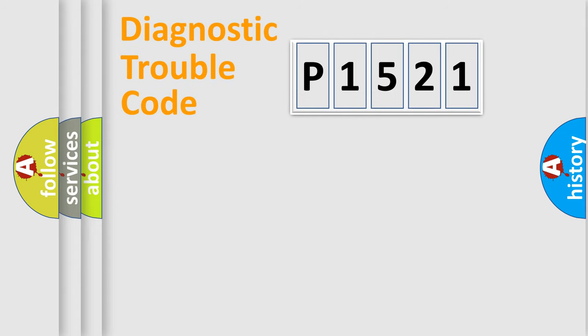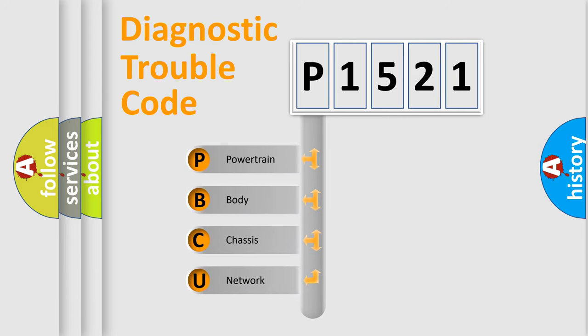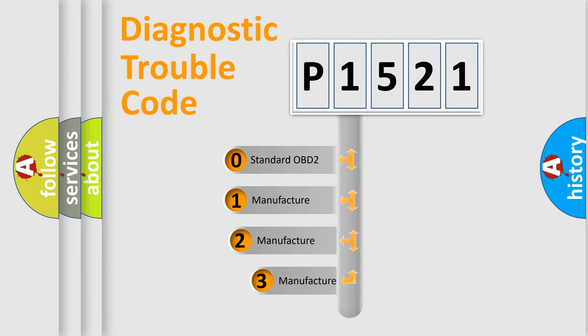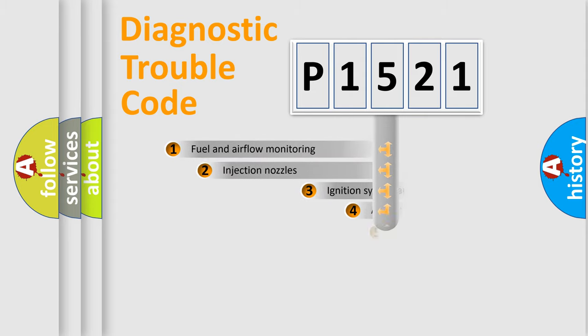Let's do this. First, let's look at the history of diagnostic fault code composition according to the OBD2 protocol, which is unified for all automakers since 2000. We divide the electric system of automobile into the four basic units: powertrain, body, chassis, network. This distribution is defined in the first character of the code. If the second character is expressed as zero, it is a standardized error. In the case of numbers 1, 2, 3, it is a more prestigious expression of the car-specific error.